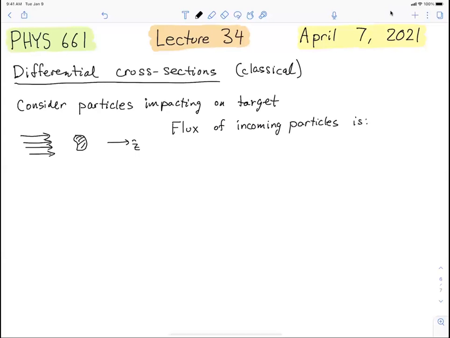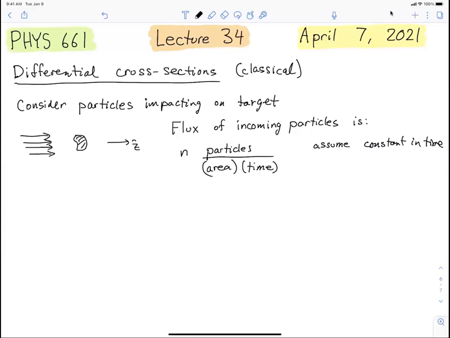Which is defined in the following way. We say that there are n particles per unit area per unit time. Okay, and so we're assuming this is constant in time. We're not varying how fast we're sending in particles. And we're not varying what the density of them is over the size of the target. So, it's constant over an area large in the XY plane, perpendicular to the Z direction, compared to the target.